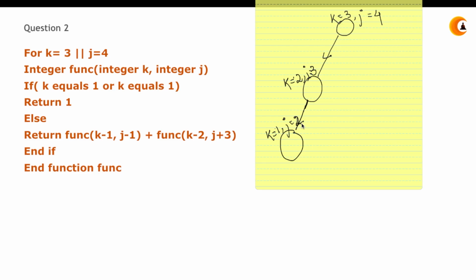Now it will get satisfied on the if condition that k is equal to 1. So it will return 1. So what will it return to the previous function? It will return 1.